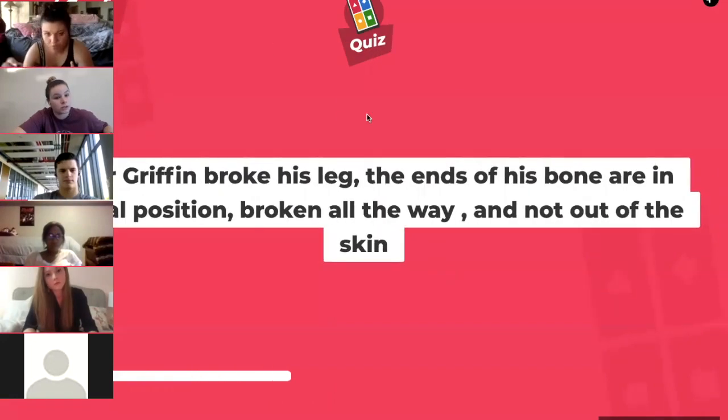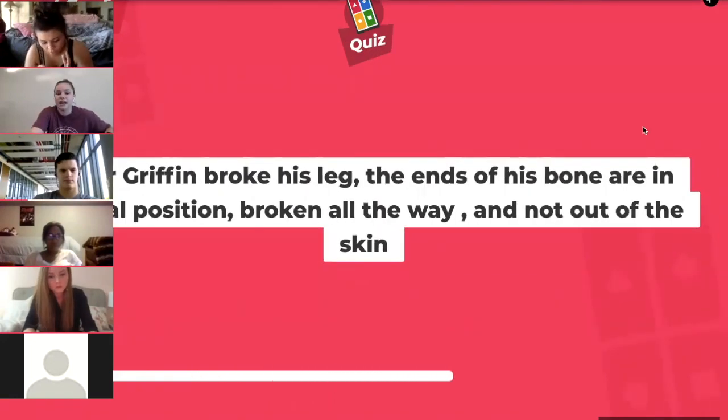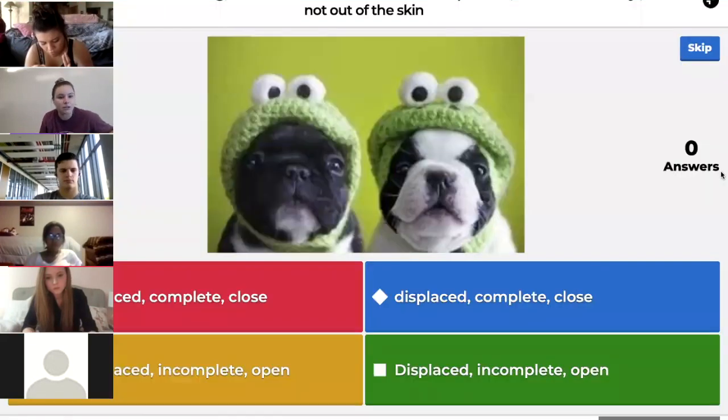Oh, times 2 points. Peter Griffin broke his leg, and the ends of his bone are in normal position, broken all the way, and didn't come out of the skin. Tell me about his fracture.